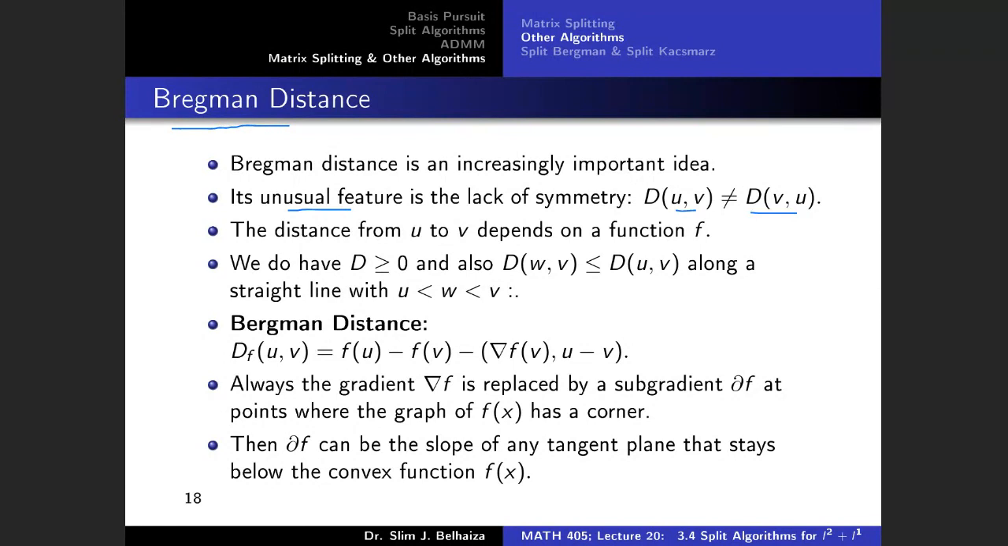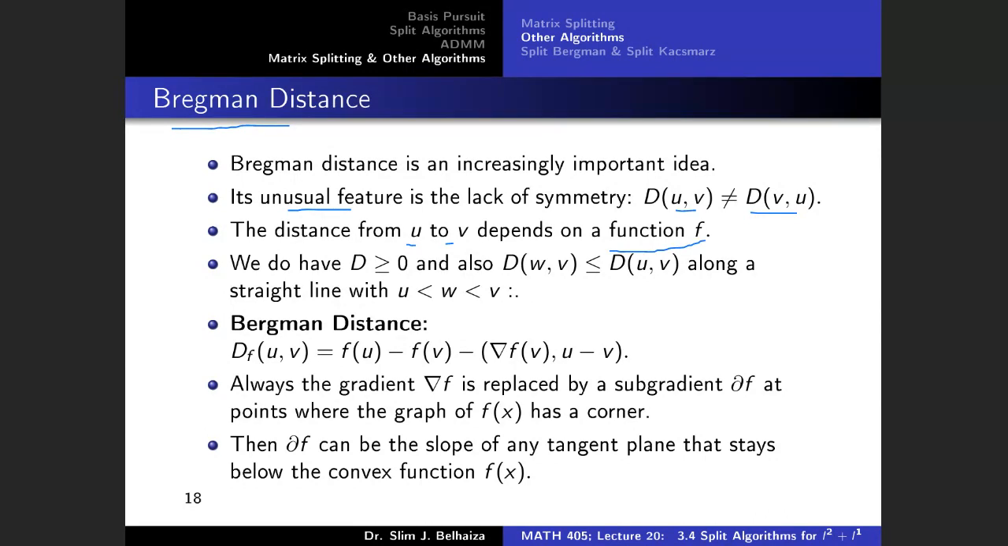For example, an Uber optimization problem. Okay? Or for example, let's say a hunger station optimization problem. Talking about real life application, guys. The distance between 2 points is not the same if you go from one direction or backwards or coming back. So the distance from U to V depends here in our Bregman distance definition on a function f.